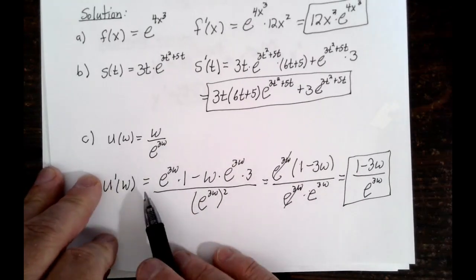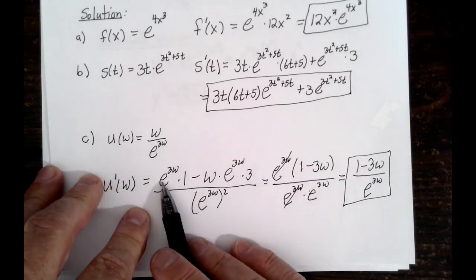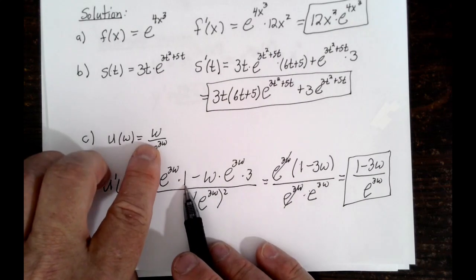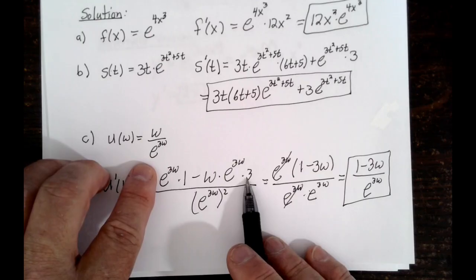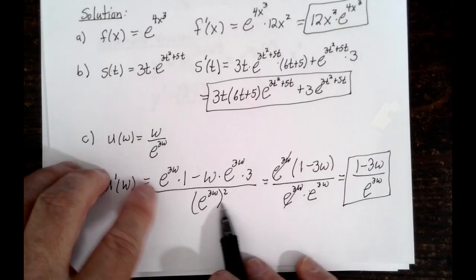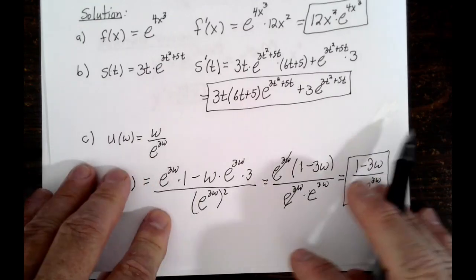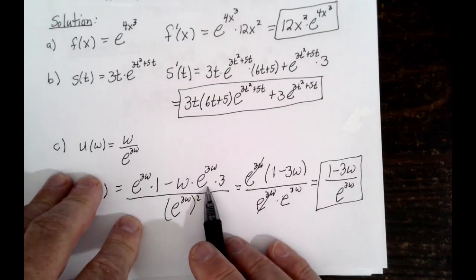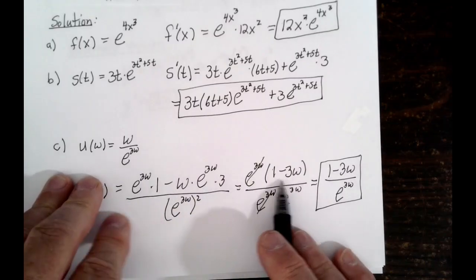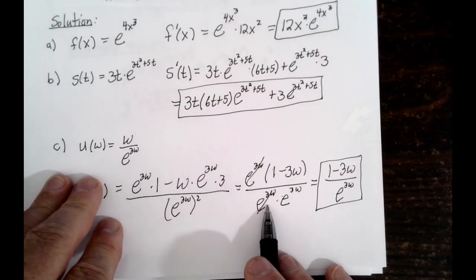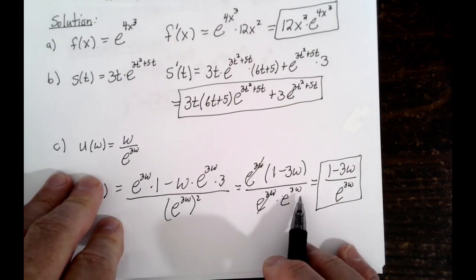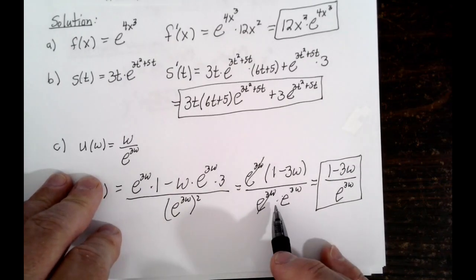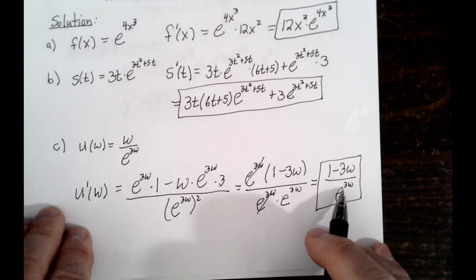This is the quotient rule. So we've got the bottom times the derivative of the top, which is just 1, minus the top times the derivative of the bottom, which is itself times the derivative of the exponent, or 3, all over the bottom squared. Now you can factor out e to the 3w out of both of these, and you're left with this part here. And since this is e to the 3w squared, it's e to the 3w times e to the 3w, and you can cancel one of those e to the 3w's, leaving you with a simplified form there.